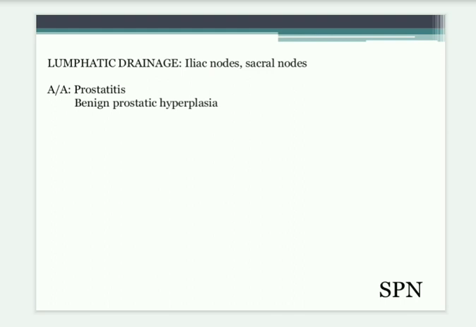Applied aspects: prostatitis is inflammation of the prostate, and it may be acute or chronic. Next is benign prostatic hyperplasia, which occurs in the periurethral zone. Carcinoma of the prostate occurs in the peripheral zone. You can write these two as applied aspects: prostatitis and benign prostatic hyperplasia.